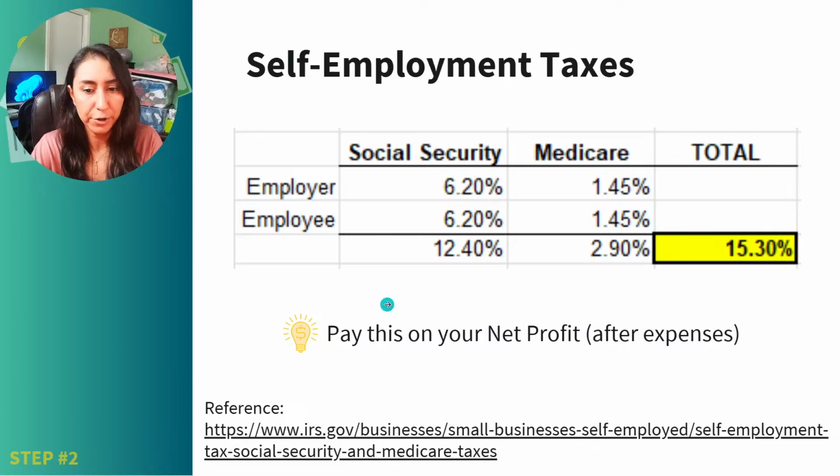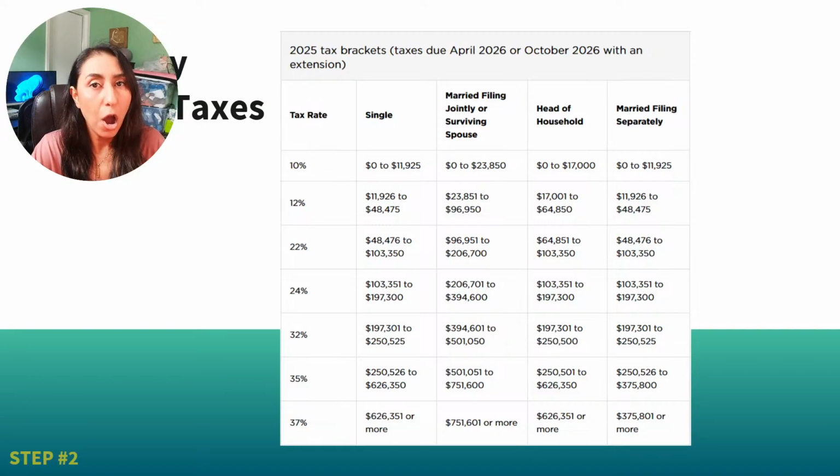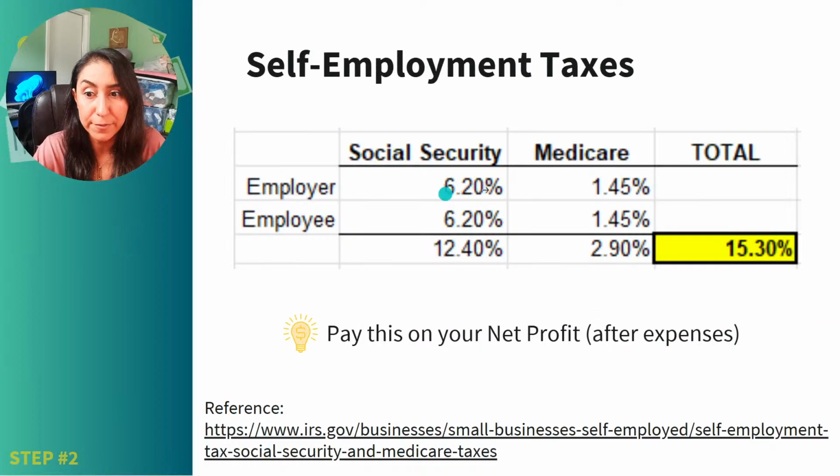And you pay this on your net profit after all your expenses. This is basically the total comes out to 15.3% that you have to pay on your net profit. And on your net profit, you also have to pay your ordinary income taxes, which is the tax tables, the tax brackets. Wherever you fall into those, it could be 10%, 12%, 22%. For example, the first 11,000 will be taxed at 10. Then the amount from 11,000 to 48,000 will be taxed at 12. Then the amount from 48 to 100,000 will be taxed at 22. If you're single, it's different for each of these buckets. Whether you're single, married, head of household, married filing separate, the brackets are a little different. So you have to pay these also on top of your self-employment taxes.